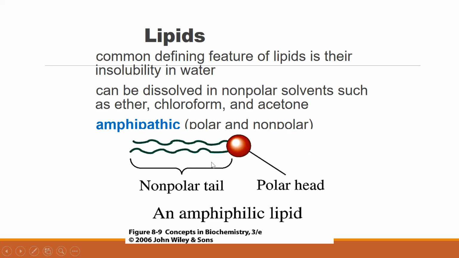And part of the structure of the lipids is a part which is polar. For a polar structure of the lipid, you can expect that there are elements or atoms that are electronegative or that have charges. So the common defining feature of lipids is their insolubility in water. Because a large part of the lipid structure is hydrophobic or nonpolar, it is for this reason that lipid is insoluble in water. However, they can be dissolved in nonpolar solvents such as ether, chloroform, and acetone.